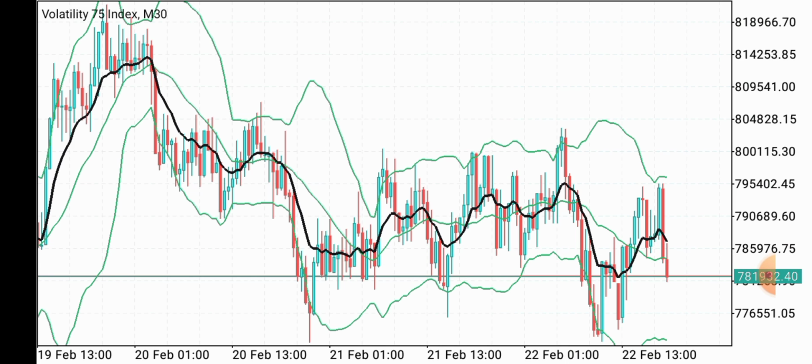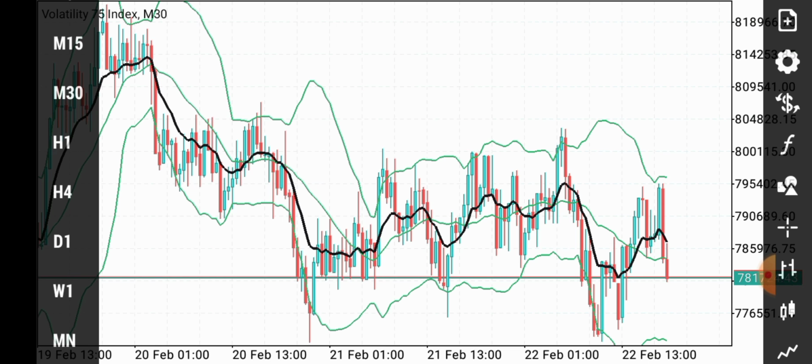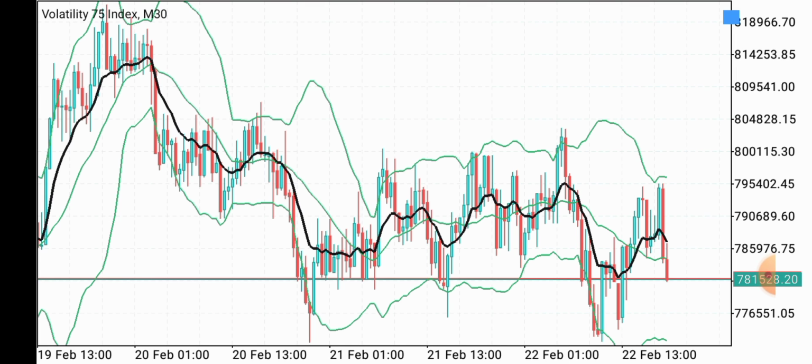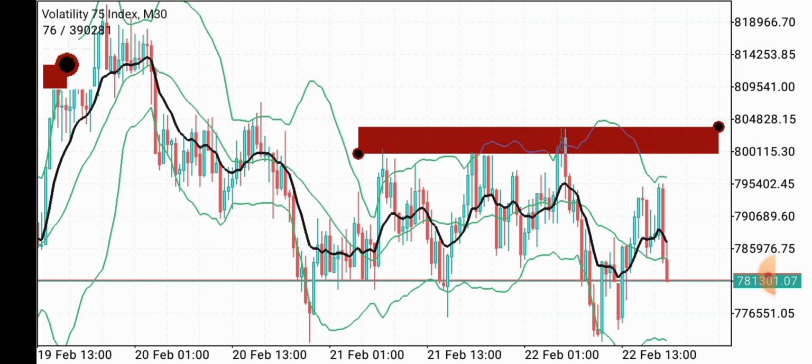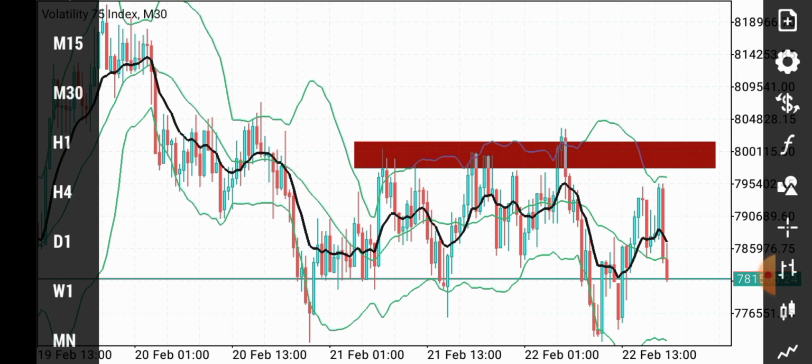Okay, so after we have established those rules, you are going to see now how we are going to use it in combination with price action. In this situation now, we pick up our rectangle and we try to connect. So this is the resistance, and we connect the support.